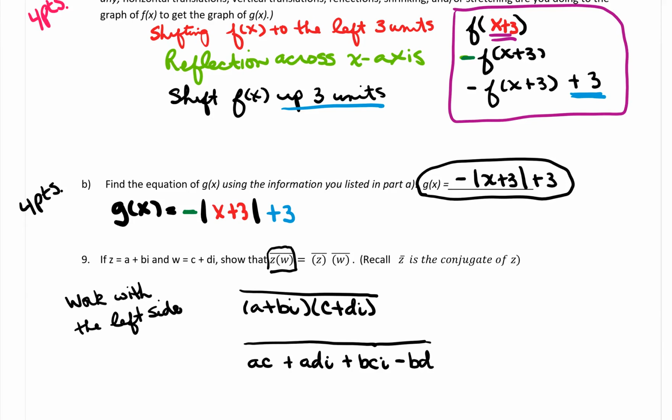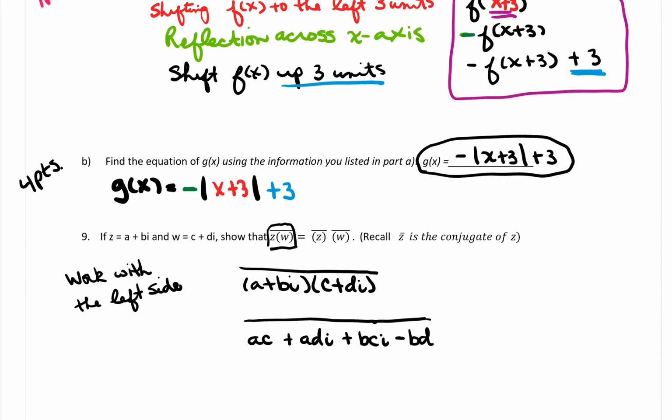So let's go and group our real parts together. Our real parts are the parts without the i in them. And so we have ac minus bd. And then if we group our imaginary parts together, let's pull out the i. So this is going to give us plus, pulling out the i from our ad plus bc, we're going to pull out our i. And we still have that bar over everything.